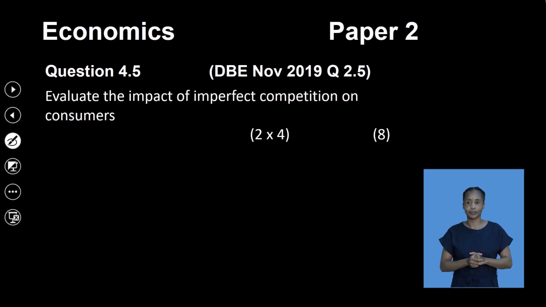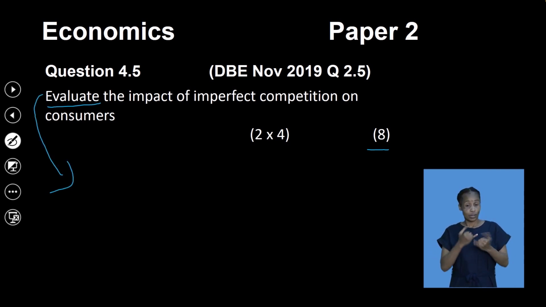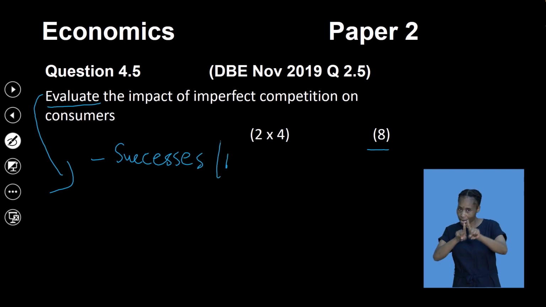It says, evaluate the impact of imperfect competition on consumers. Again, it's another 8 marks. Remember, I said 8-mark questions are very important, as they are crucial in you obtaining maximum points in the exam. So if it's an evaluate question in the exam, you need to give successes and failures.